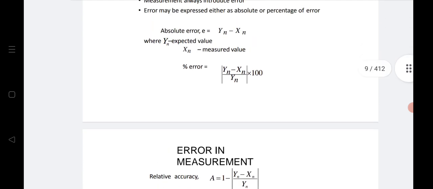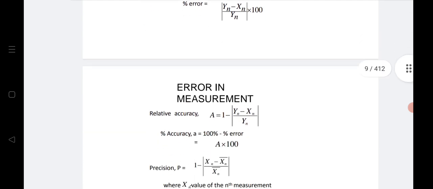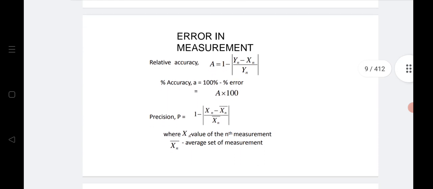So what is the percentage of error? You have got it here, and you are going to remove it from the 100%. That will give you the percentage of your accuracy. Or you can calculate the relative accuracy and multiply it by 100. That will give you the relative accuracy. So this is related to accuracy.